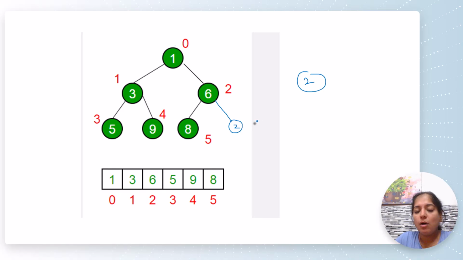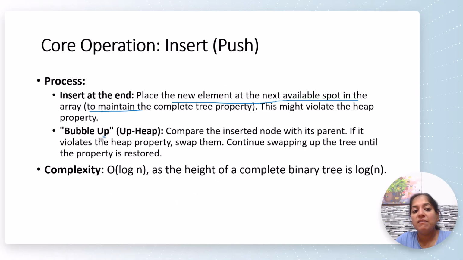If the heap property is violated, we perform the bubble up operation. Now, what is this bubble up operation? Compare the inserted node with its parent, and if it violates the heap property, swap them. Continue swapping up until the tree property is restored.